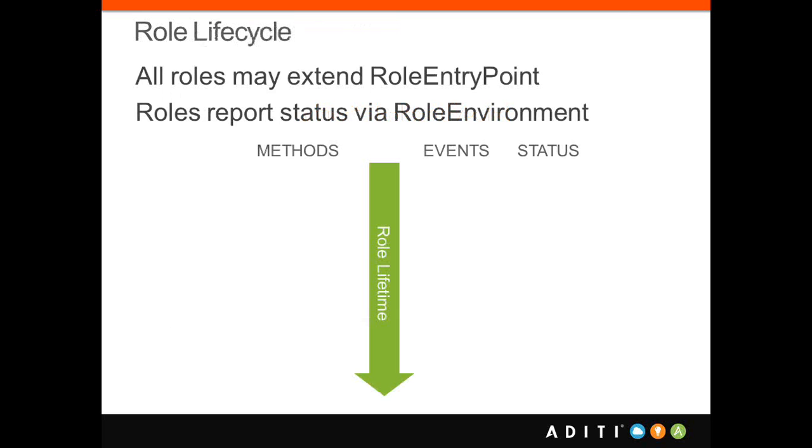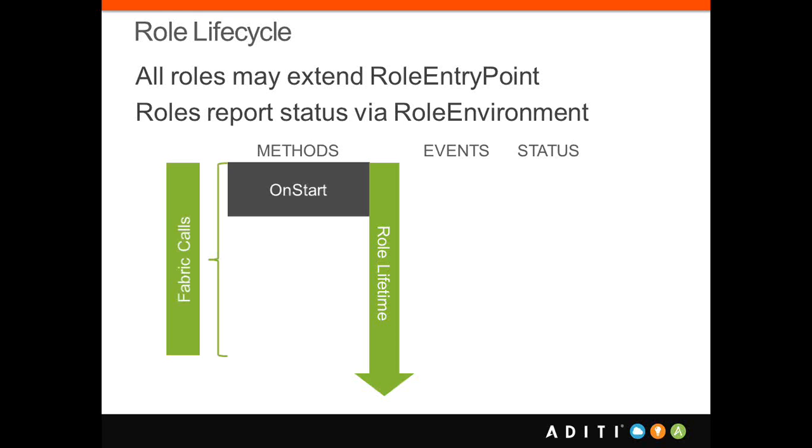Let us look at the role life cycle here. We saw the deployment life cycle. Now let's see what happens when we start a role. All roles extend from role entry point. There is a class which is used by Windows Azure. We are going to see that in the code again. Roles report status via role environment. There is another static class, and it is reported back to the Azure Fabric controller. Depending on that status, Azure Fabric controller takes appropriate actions. For example, if your role is busy for too long, or if it is down, it will start spinning up a new virtual machine for your roles. Let us see how it works.